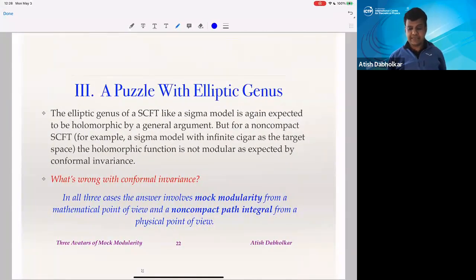And then another puzzle with elliptic genus is that if you take the elliptic genus of a superconformal field theory, it's again expected to be holomorphic by the general argument that I gave, which we discussed now in detail. But it turns out that for a non-compact superconformal field theory, for example, a sigma model with an infinite cigar as a target space, the holomorphic function that you compute is actually not modular. Now, this would be a major violation of the mapping class group and so on. So what is wrong with conformal invariance? It means that your conformal symmetry is not really true. And it turns out that all these three answers involve mock modularity from a mathematical point of view, and they involve a non-compact path integral from a physical point of view.